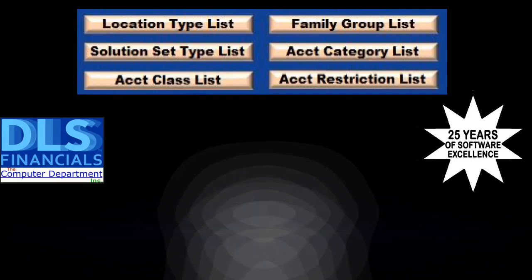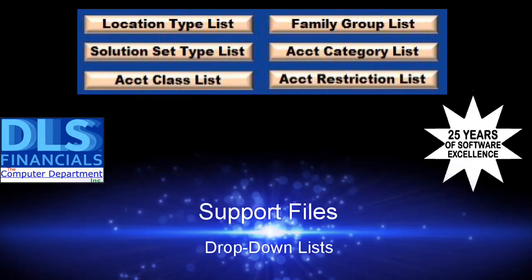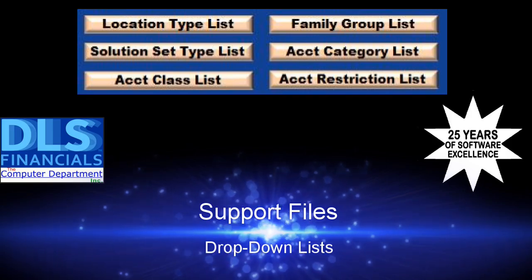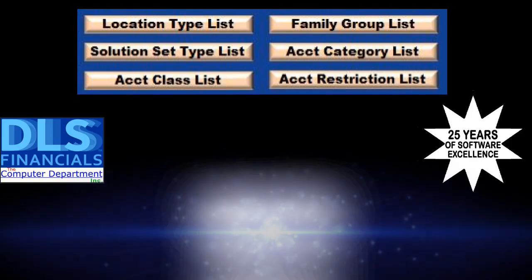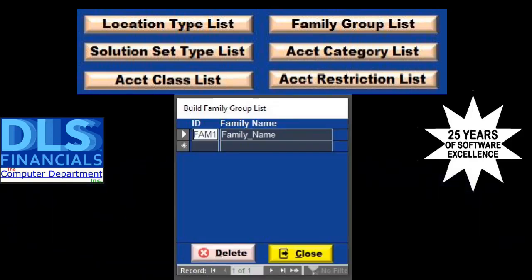The top 6 support files are tables that feed drop-down lists that the user can select from in different parts of the program. All these forms function in the same basic way. So we will use this form from Family Group as an example of how to enter the data into all 6 of these files. You will see 1 or 2 fields for each record.